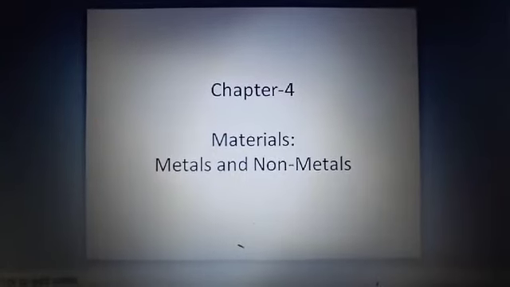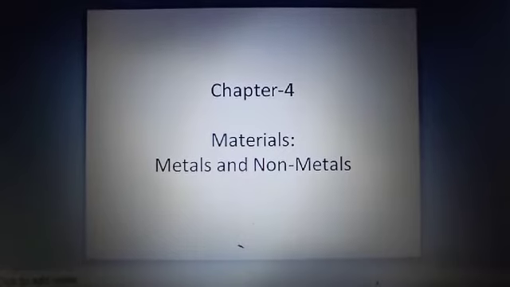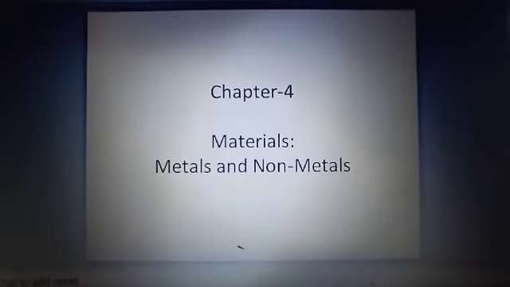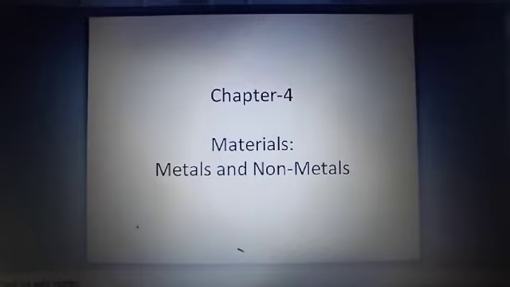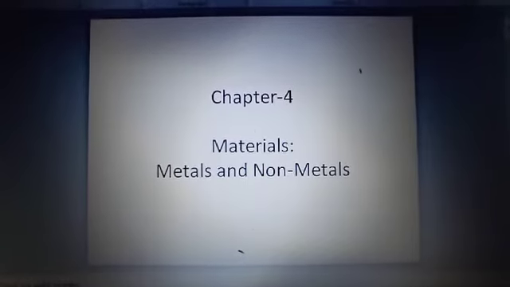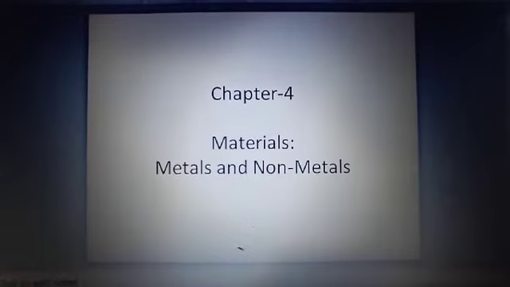Today, we're going to learn a new lesson from your chapter 4, Materials, Metals, and Non-Metals. This chapter is very important. You have learned about this in your lower classes. You're still learning it today, and you will still be studying when you're in class 9 and 10 and on. This chapter is very important even for your matric exam. So I want you to pay attention. I'm going to give you some assignments on this.